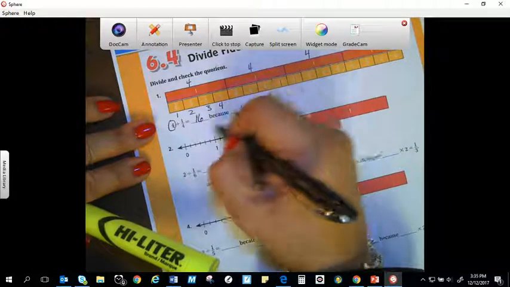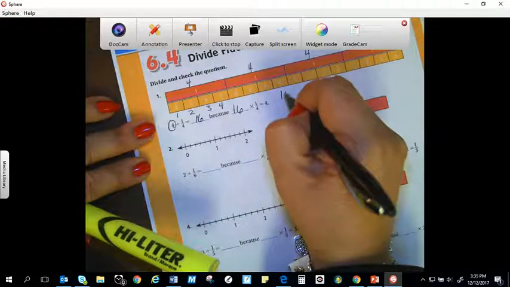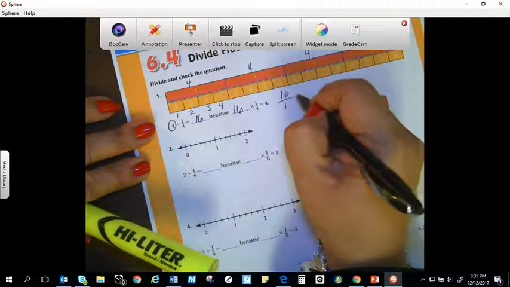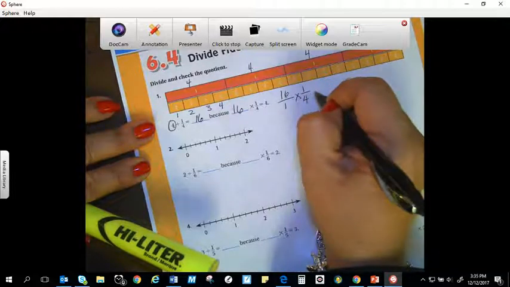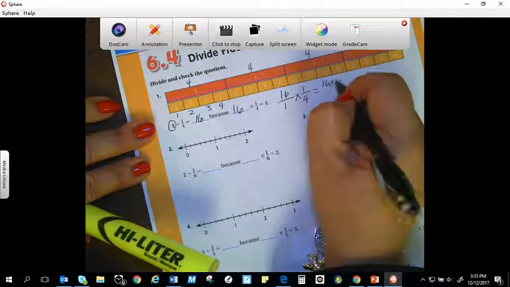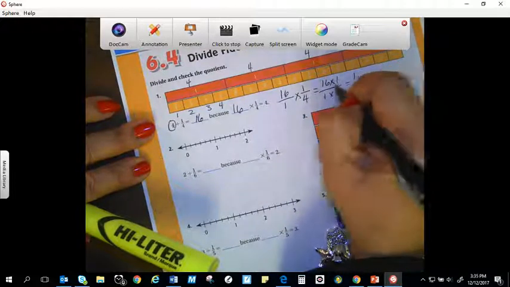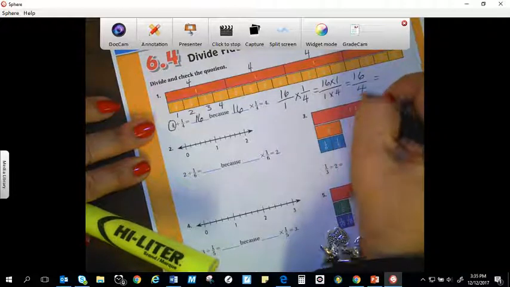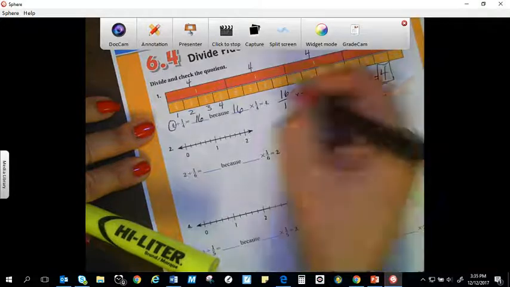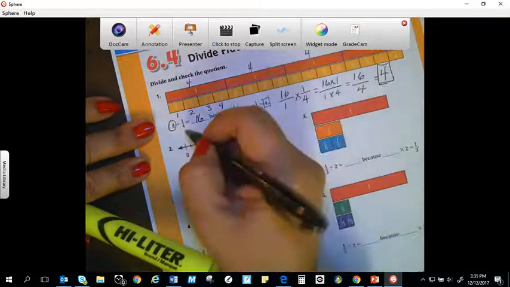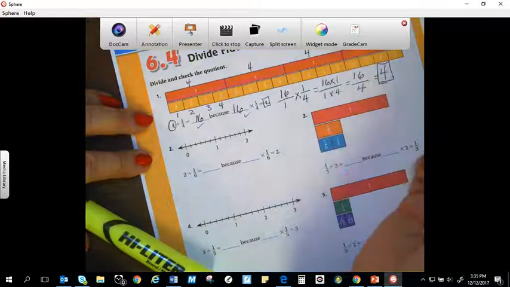So if we have 16 times 1/4 equals 4, I'm going to write it out here. It's going to be 16 over 1 divided by 1/4 equals 16 times 4 over 1 times 1, 16 over 4. And how many groups of 4 go into 16? 4 equally. And so I know that my answer is correct, and I've checked my work. Again, it's using the fact family.